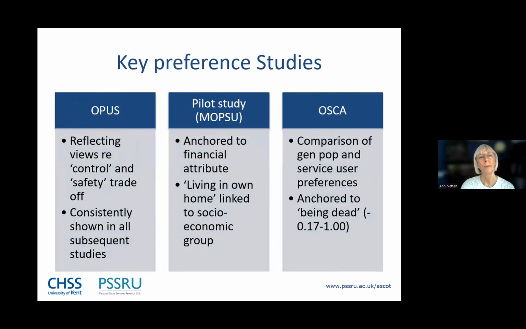I want to talk very briefly about the preference studies which were going alongside all of these pieces of work. Our initial preference study for Opus addressed one of the questions which came up, which was what's more important to people, control or safety, that trade-off. That was something which became quite an issue in the early work. And we found, as I will show you shortly, that consistently control is more important to people than safety. And this was shown consistently in all subsequent studies.